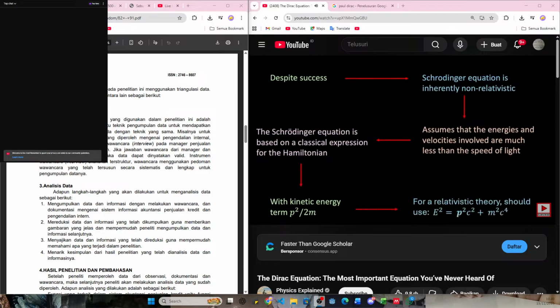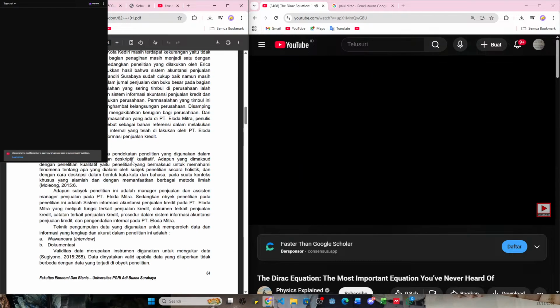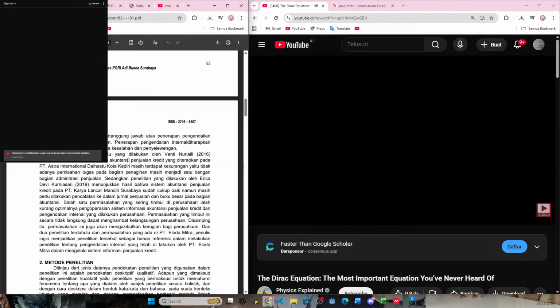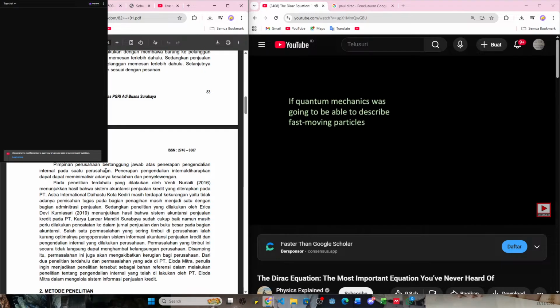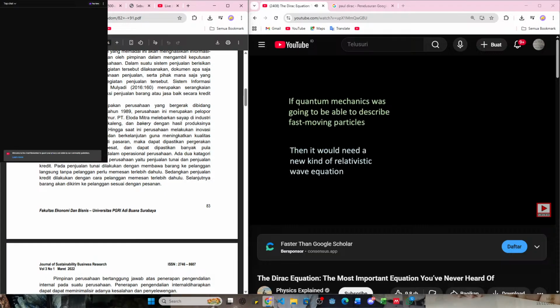For a truly relativistic theory, we must start with the correct energy-momentum relation, E squared equals p squared c squared plus m squared c to the 4. And physicists quickly realised that if quantum mechanics was going to describe fast-moving particles like electrons, then it would need a new kind of relativistic wave equation.